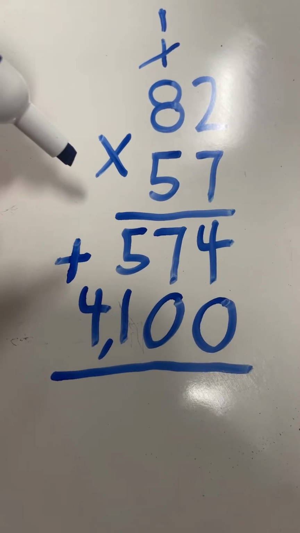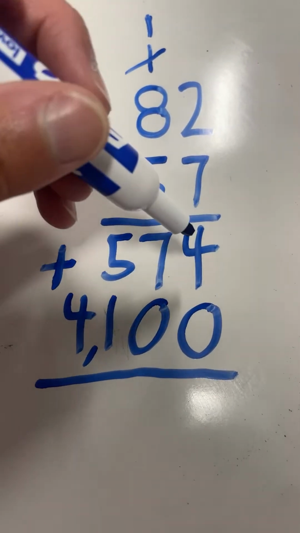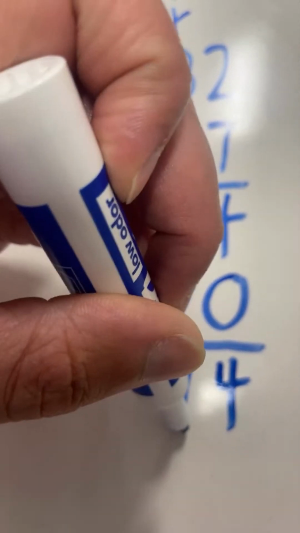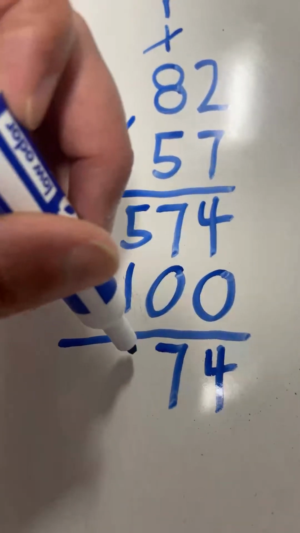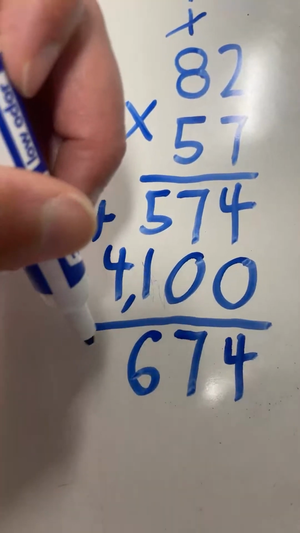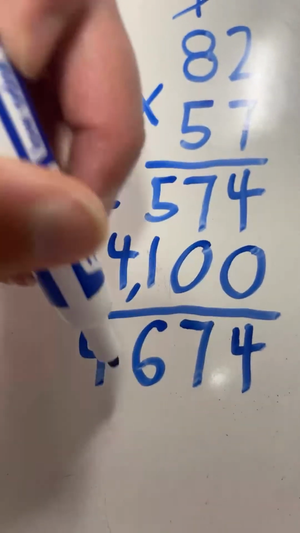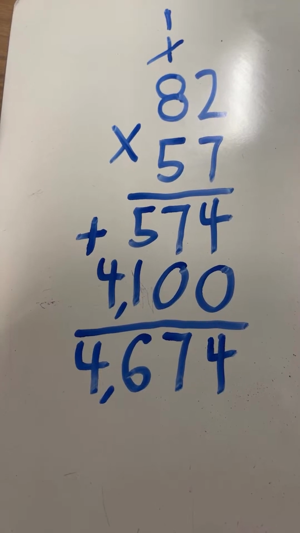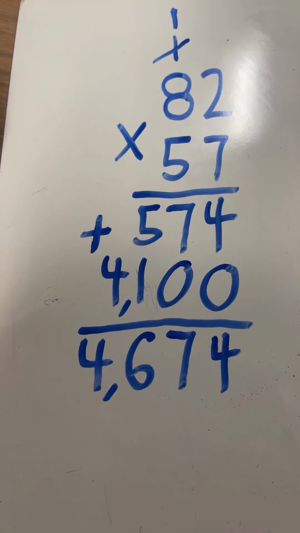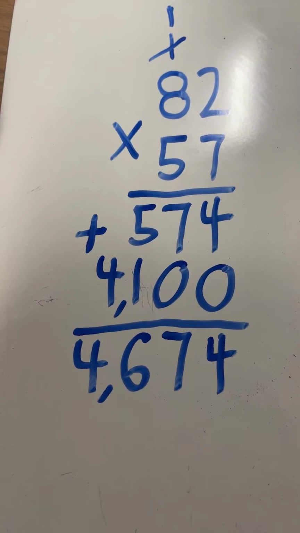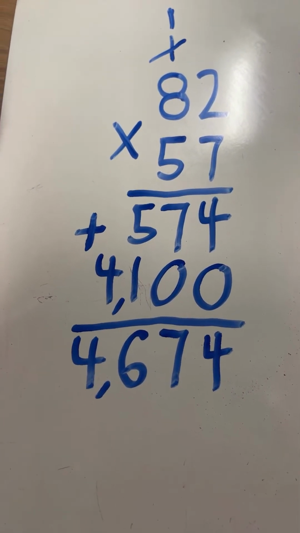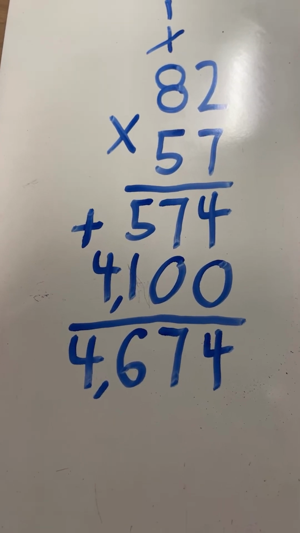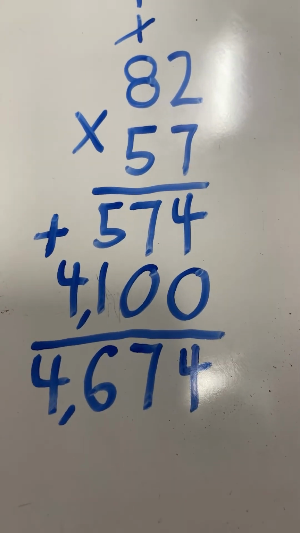Next, we got to add these two numbers together to get our final answer. 4 plus 0 equals 4. 7 plus 0 equals 7. 5 plus 1 equals 6. 0 plus 4 equals 4. And we have our final answer. 82 times 57 equals 4,674.